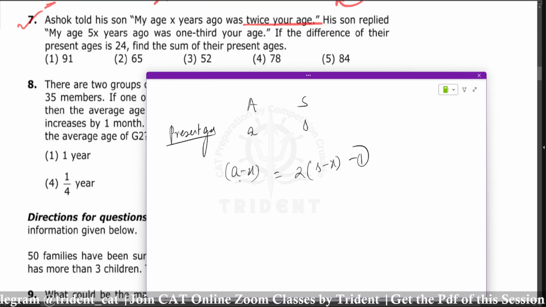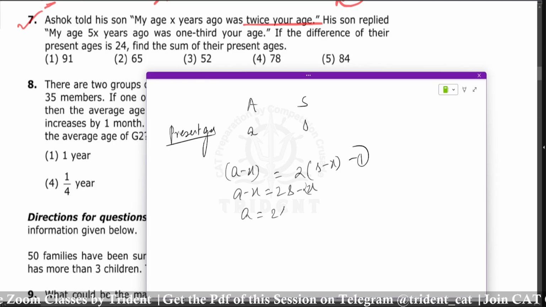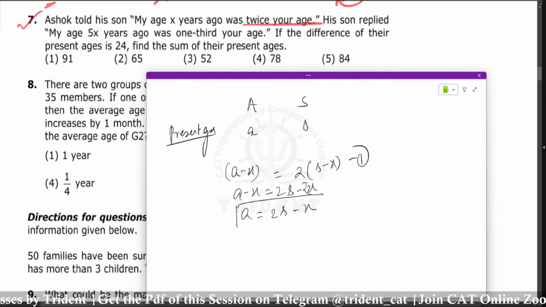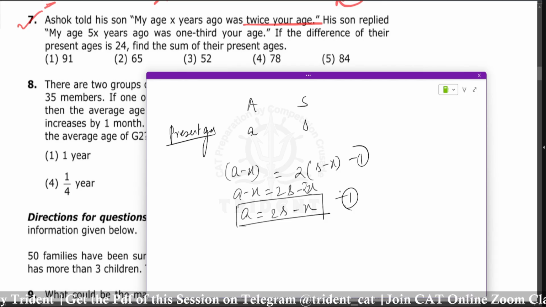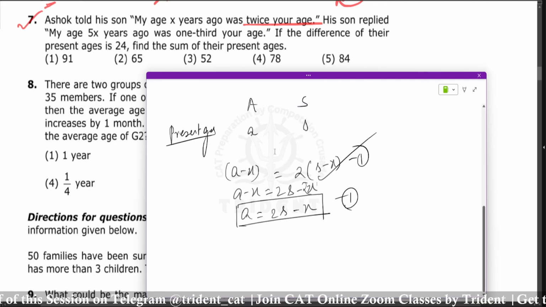Okay, is it a good idea to simplify this here only? You can do that. So a minus x equals 2 times s minus x, or you can also do it like this: a equals 2s minus 2x plus x. So a is equals to 2s minus x. This is my equation 1. You can keep it like this. You can keep the other form also as equation 1, whatever, I don't mind, but I'm giving you everything there. Now the second part of the equation.